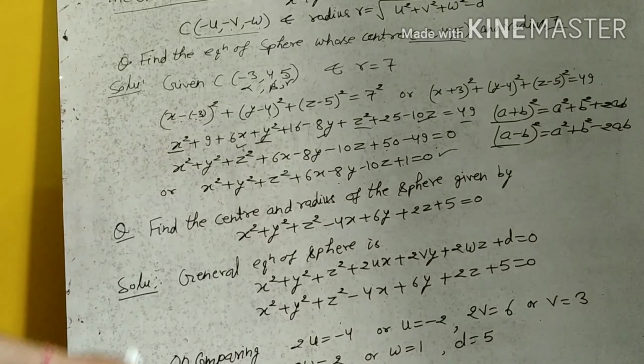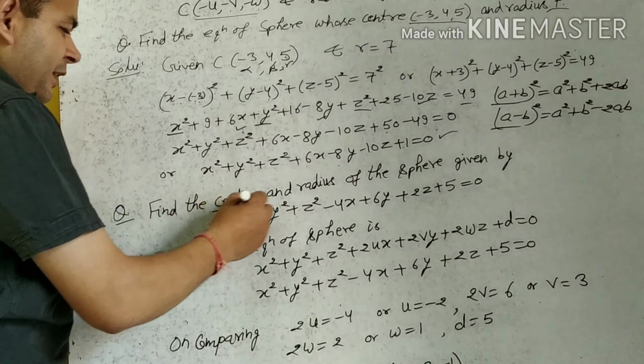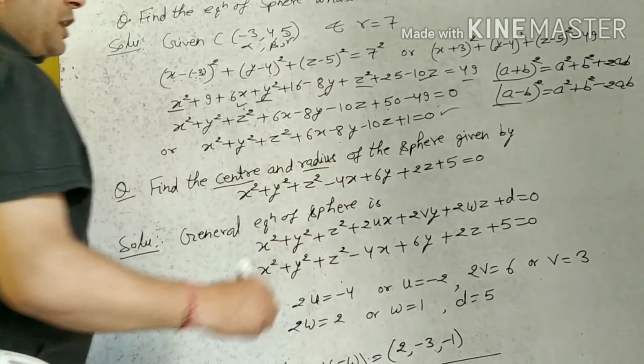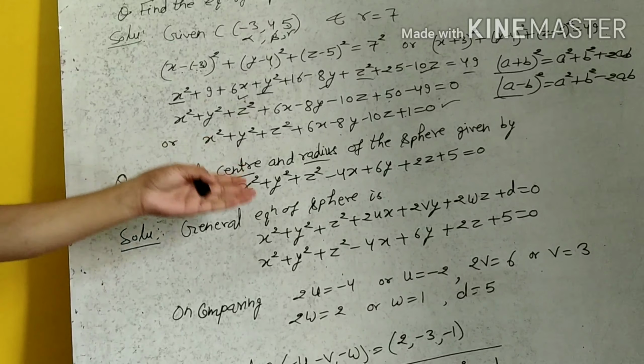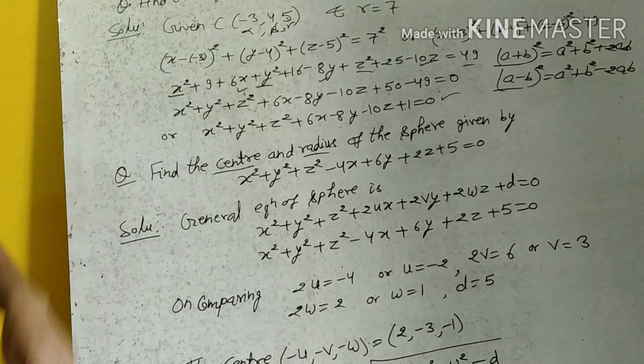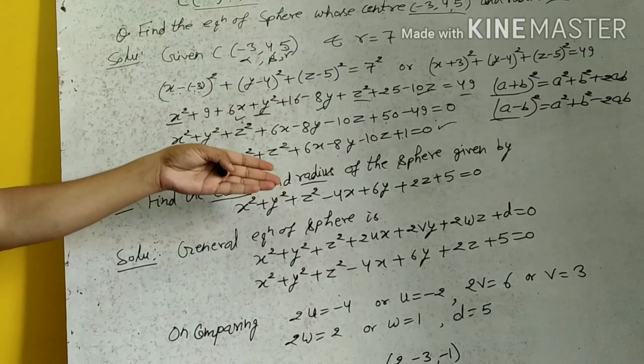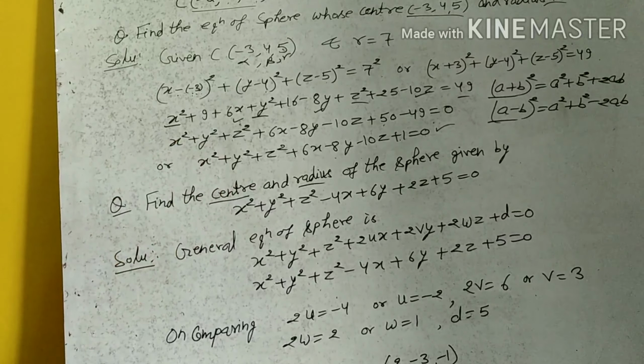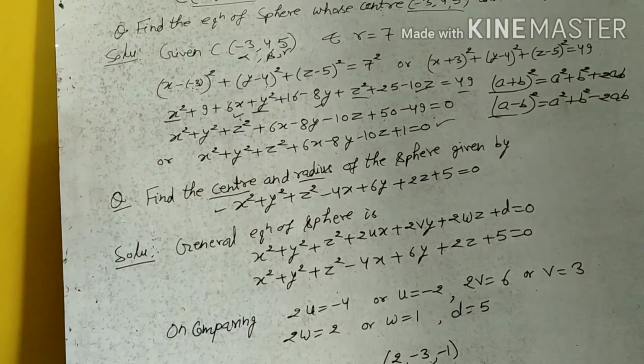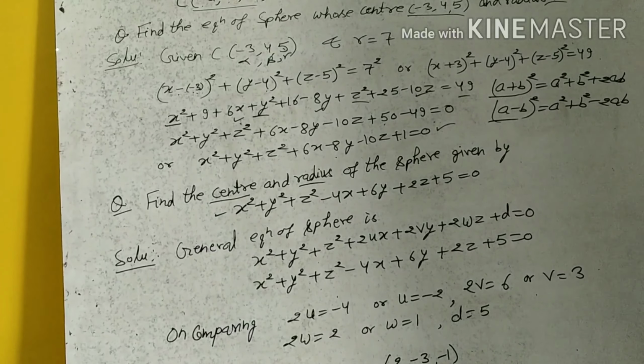Another question. This time you have to find the center. Find the center and radius of the sphere. The equation of the sphere is given, and you have to find the center and radius. In the first question, center and radius were given and you calculated the equation of the sphere. Here the equation is given, and you have to calculate the center and radius of the sphere.